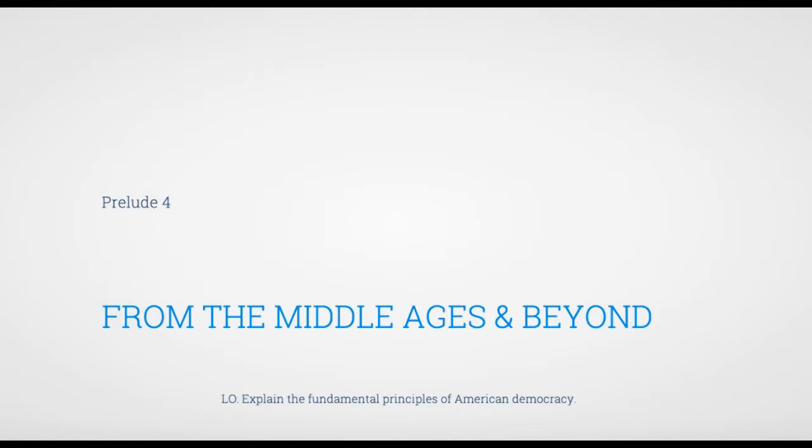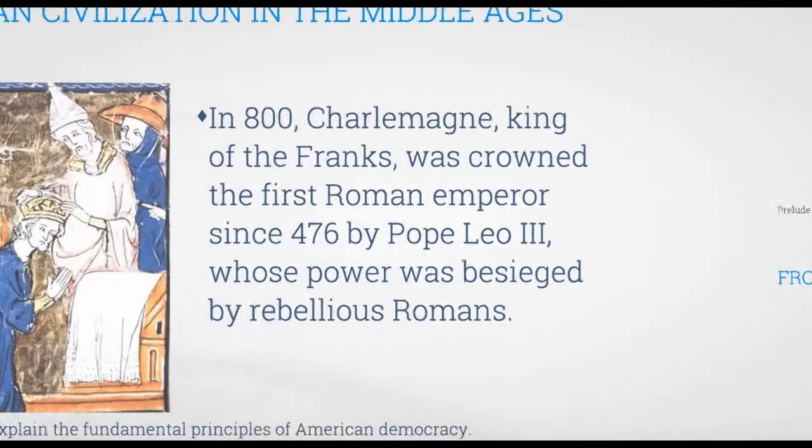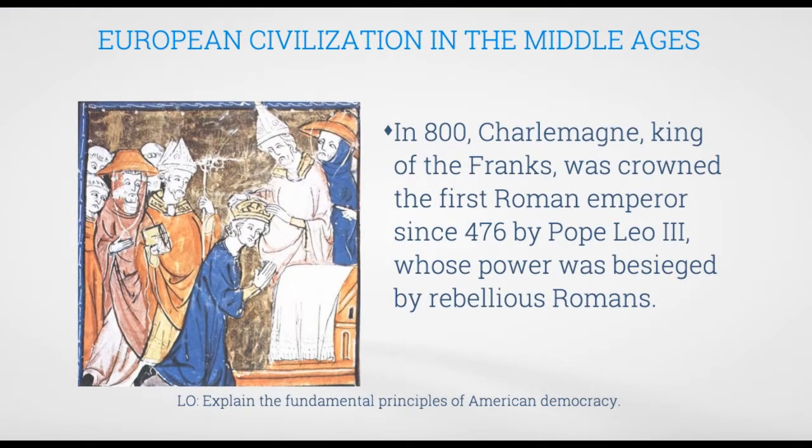Now we're going to look at the Middle Ages and beyond. And this brings us to Charlemagne, king of the Franks. He was crowned the first Roman emperor since 476 by Pope Leo III, whose power was besieged by rebellious Romans.